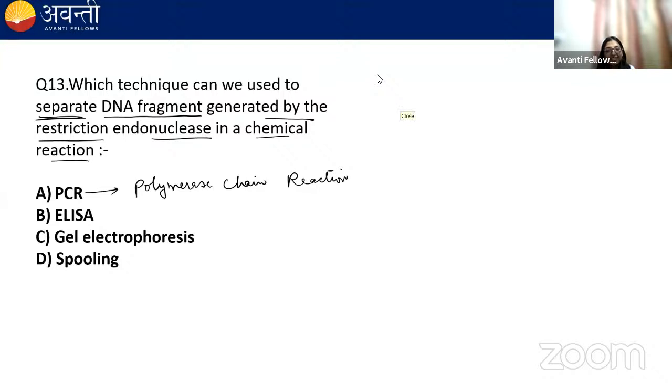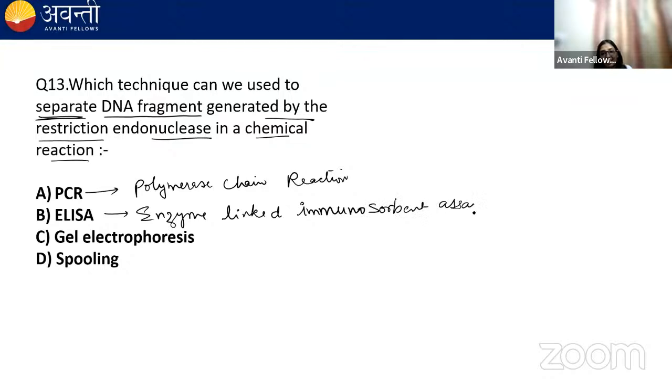Ayushi answers C. Very good, Ayushi. The correct answer is gel electrophoresis. Option B says ELISA. ELISA is an enzyme-linked immunosorbent assay, and it is used to detect the antibodies. Gel electrophoresis, this is the correct answer.